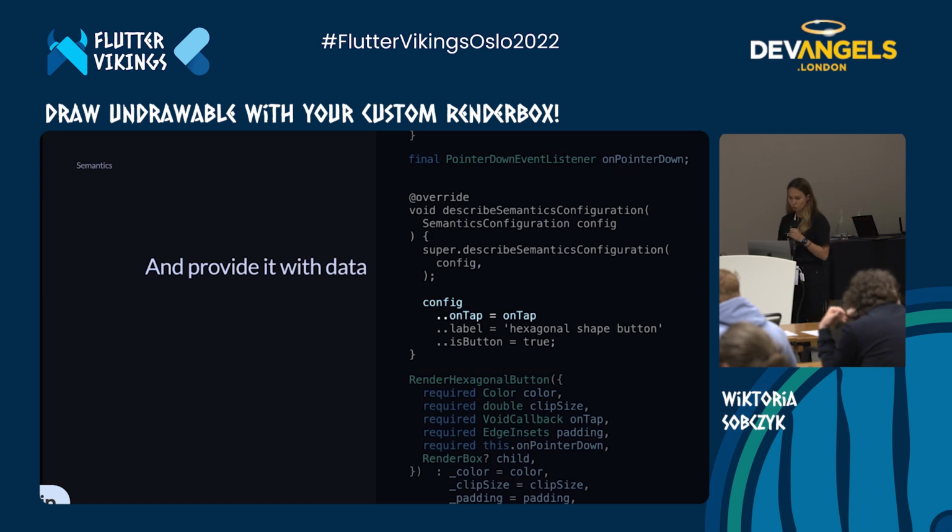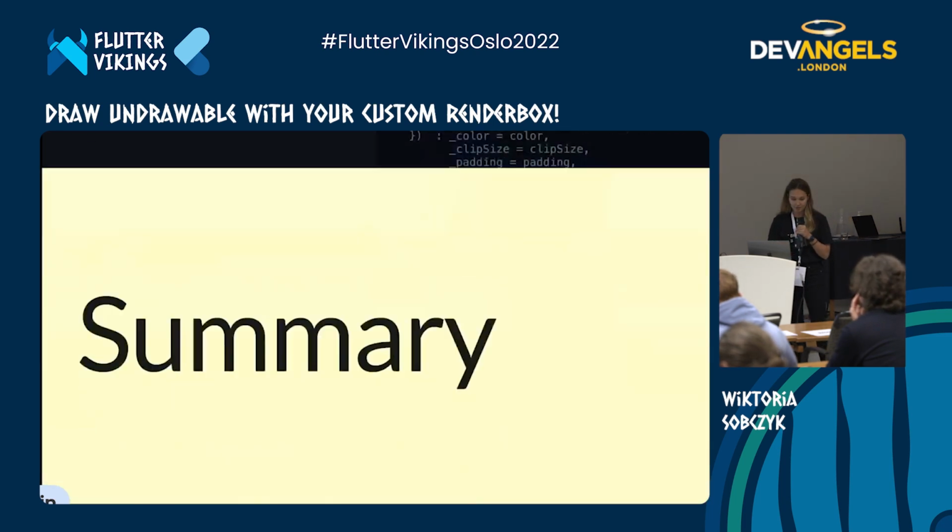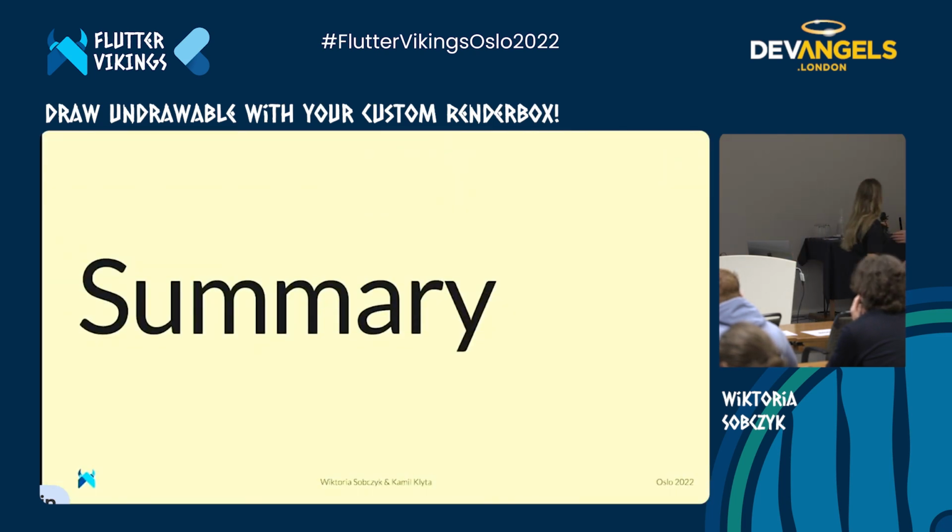And if you want to check more of the semantics configuration, I really recommend checking the SemanticsConfiguration object, because it has a lot of properties that we can override. And let's go to our summary section.